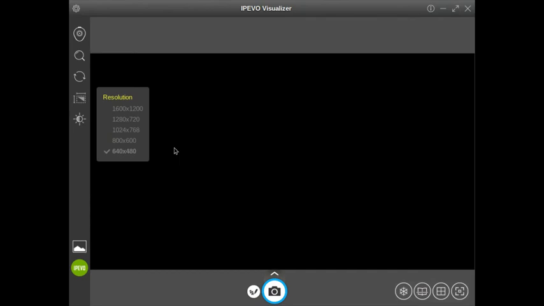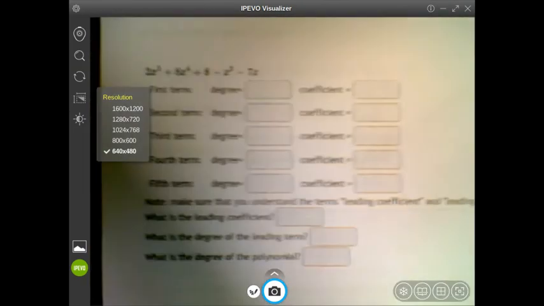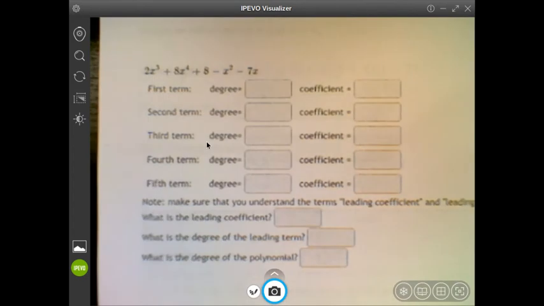Let me see if I can make it stop adjusting so much. All right, we'll see if that helps a little bit.